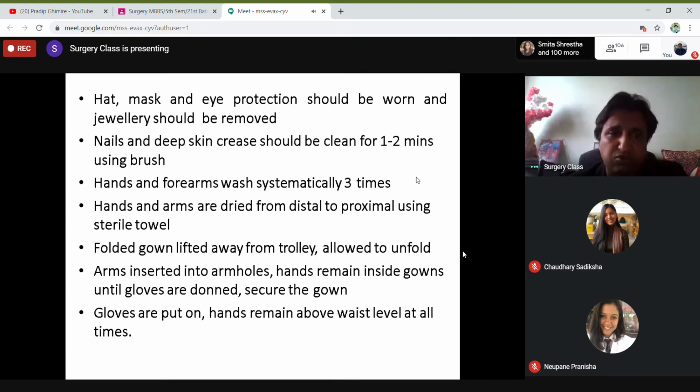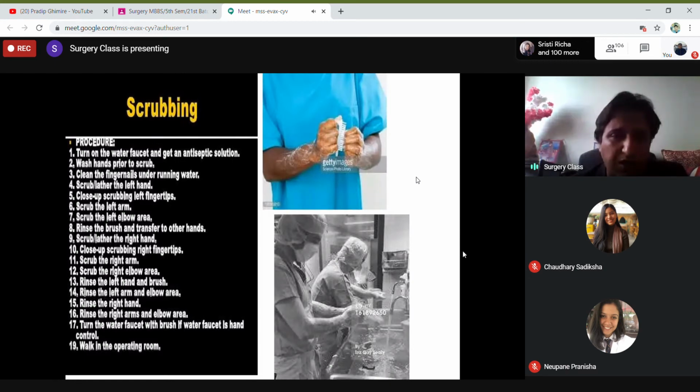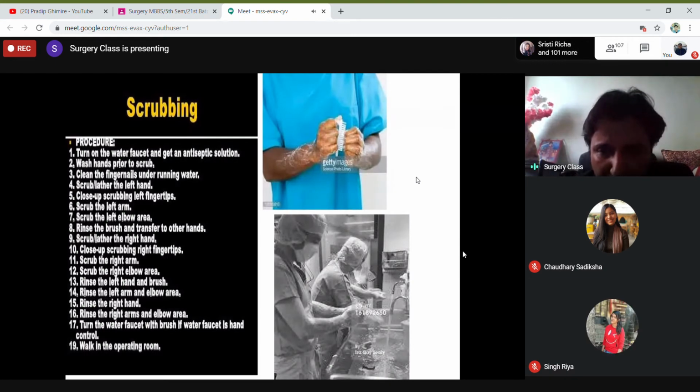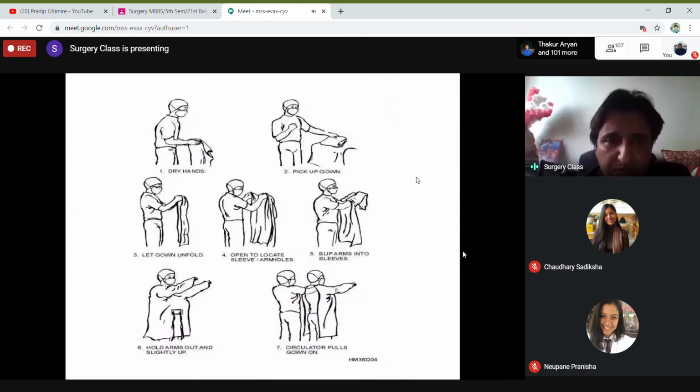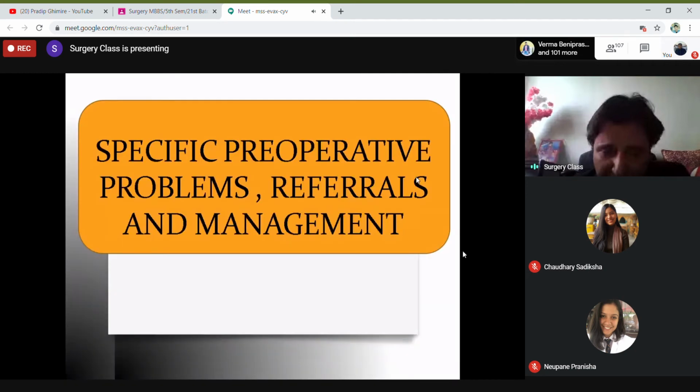So these are the details of how it has to be done. Now you can see some pictures of how you are going to scrub. You need not jot this down. Just see how we usually do it, and how to put on the gown. There are different pictures showing how to put it on properly without touching the sterile area. This is the picture showing how to put on the gown.